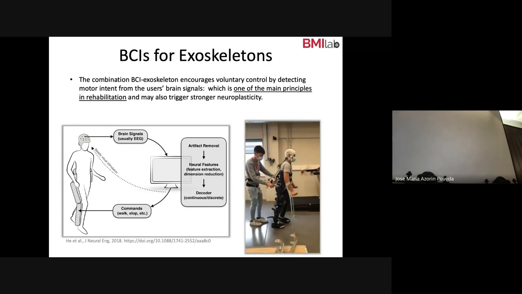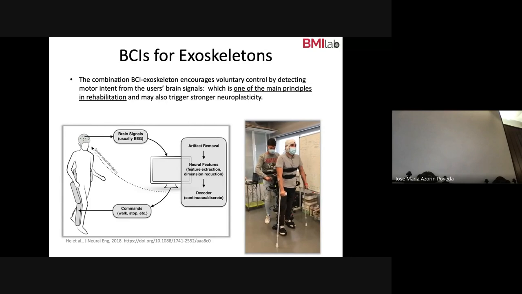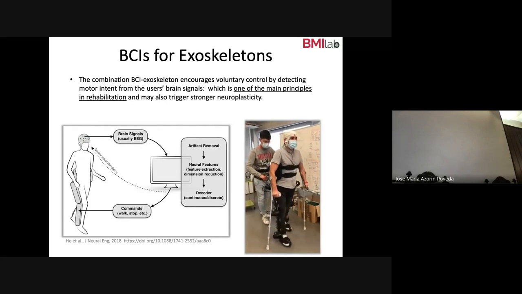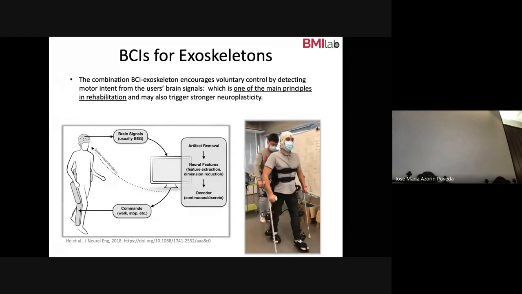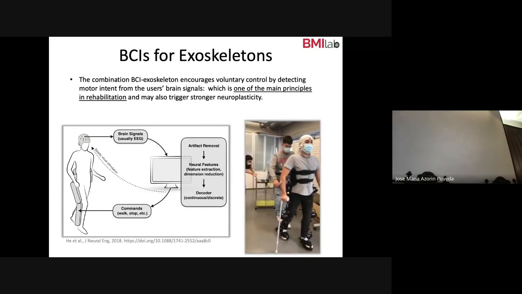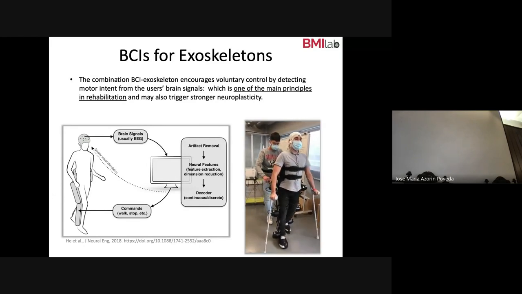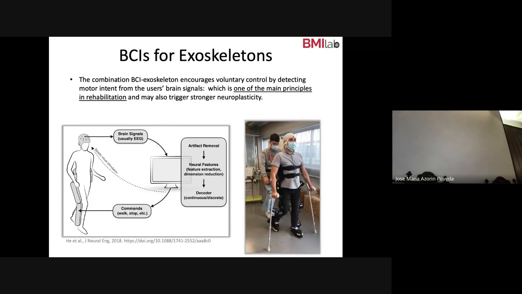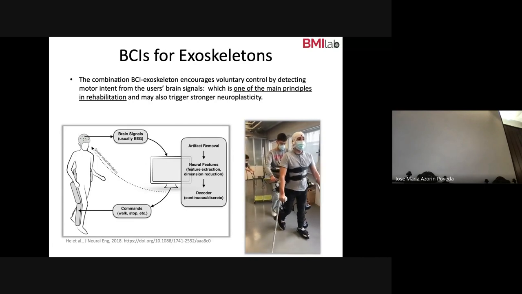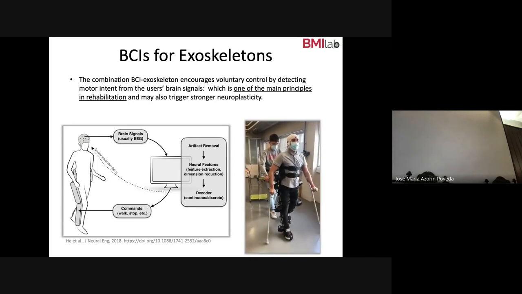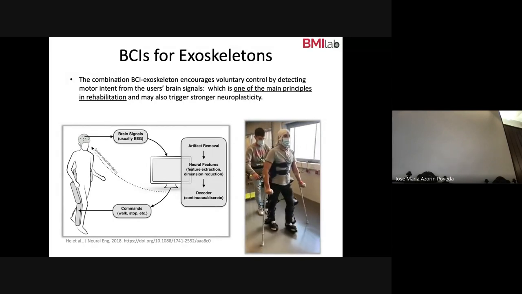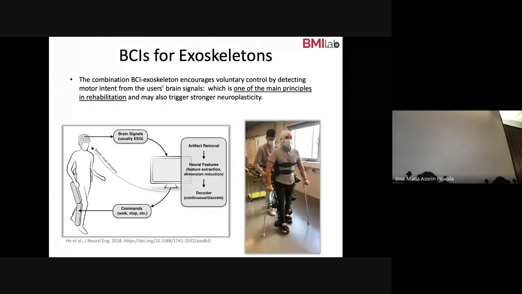So basically, the scheme that we are going to try to implement is the one on the slide. As you can see, first of all, we have to acquire the EEG signal of the person, and after that, we have to do some kind of processing in order to know if the person wants to walk or wants to stop, or wants, for instance, to move his or her arm or not. So basically, this is the idea of our project. We are trying to improve current therapy by trying to combine these both approaches.